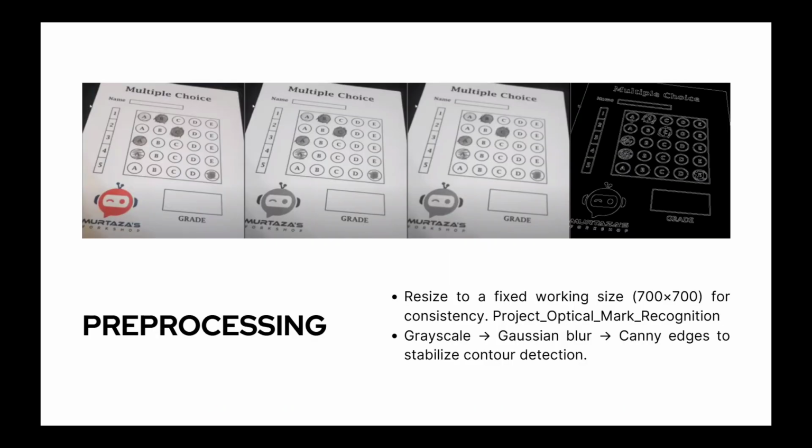First, we perform a pre-processing stage to prepare the exam image. What we do is resize it to a fixed size of 700 by 700 pixels to maintain consistency across all cases. Then we convert the image to grayscale and apply a Gaussian filter to reduce noise, and finally use Canny edge detection to detect the most relevant edges. This combination allows us to establish edge detection even if the lighting or scan quality isn't perfect.